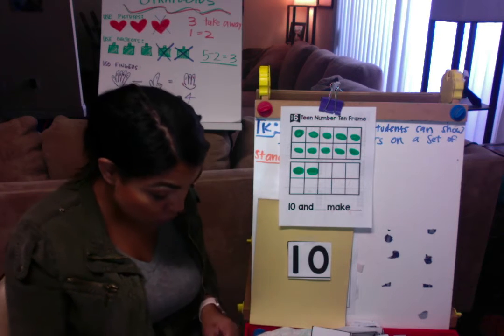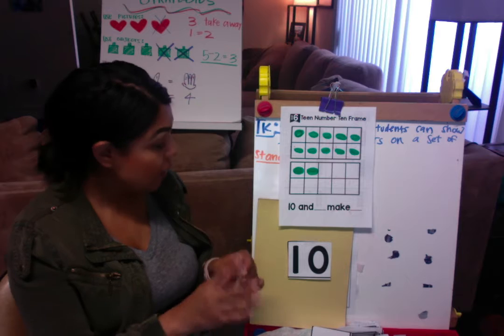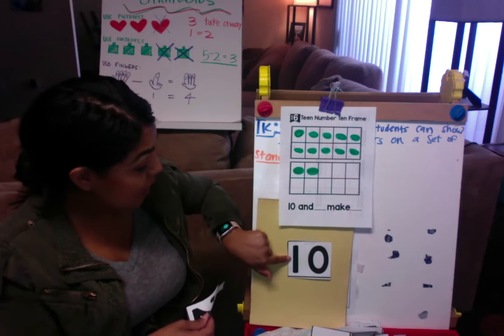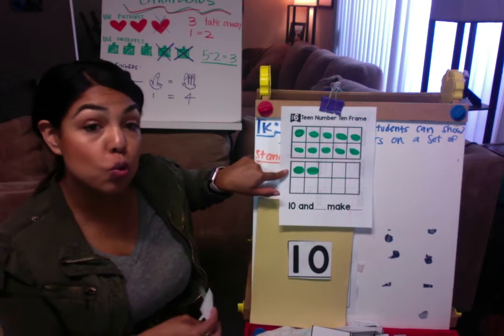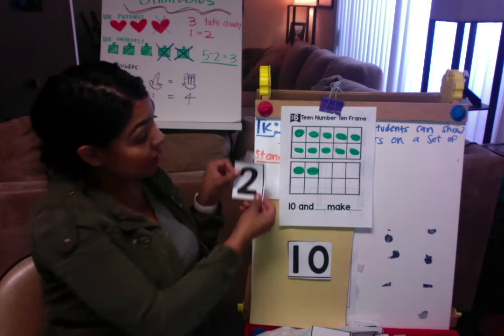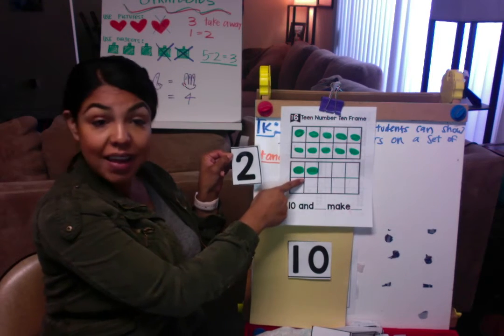Good. I only have 2 more. So that means that I'm going to add 2 to my 10. 1, 2. So I found my 2. Does that look like that?